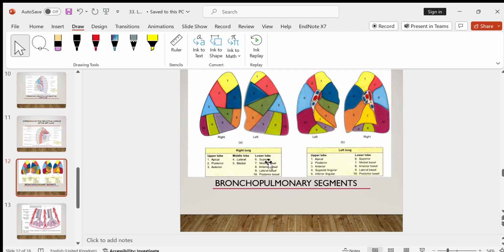Now we'll slightly discuss the bronchopulmonary segments. So what are the bronchopulmonary segments? These are the anatomic, functional, and surgical sections of the lung, and they are very important. If a part of the lung is diseased, the surgeon can take out a segment very easily as they have their own blood supply, nerve supply, and lymphatics.